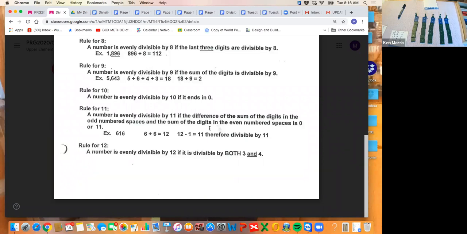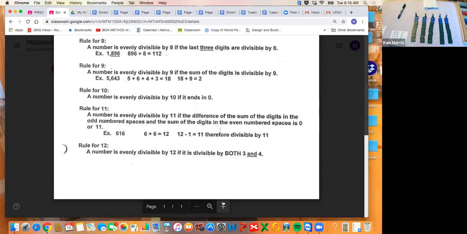And finally, the rule for 12. A number is evenly divisible by 12 if it's divisible by both 3 and 4. So like the divisibility by 6, where you have to have 2 and 3, 3 and 4 has to be the rule for 12.